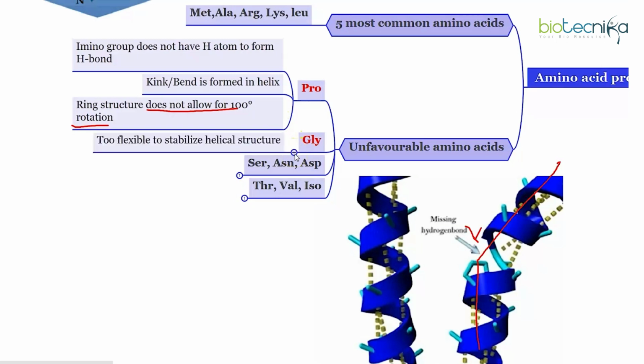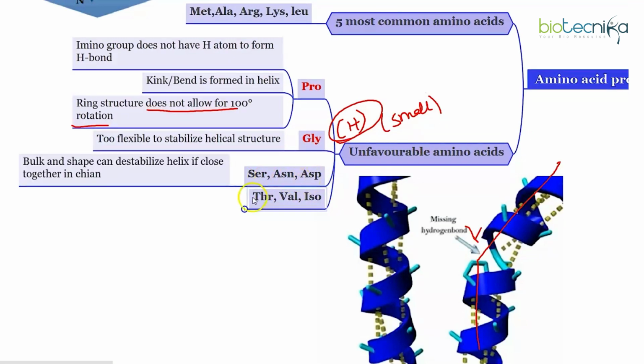Glycine is not favored because it is too flexible to stabilize the helical structure. As we know, glycine has only hydrogen in the side chain, right? So it's a very small amino acid, and because of which it is too flexible to be present in the alpha helical structure. Serine, asparagine, aspartate. The bulk and shape can destabilize the helix if they are too close together in the chain, because they have polar groups, OH or amide, which can also interact with each other and destabilize the structure.